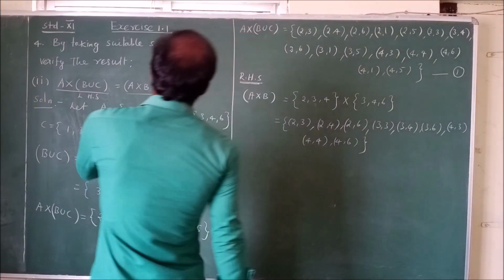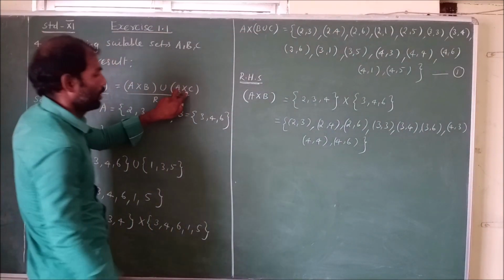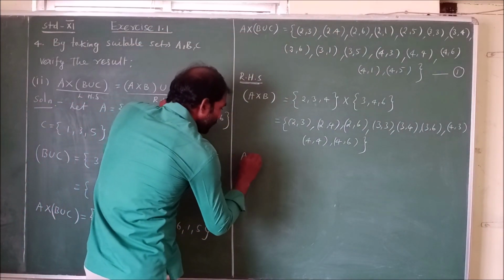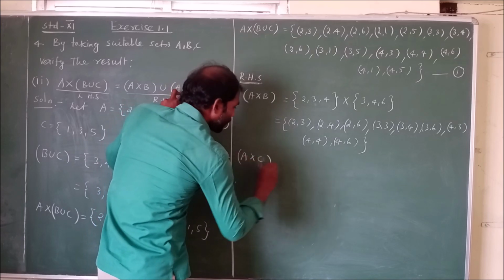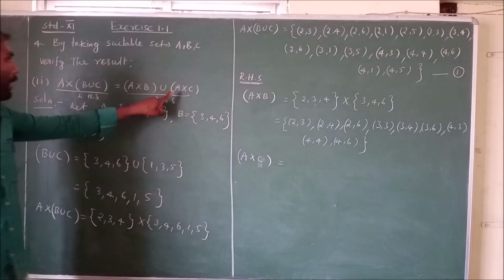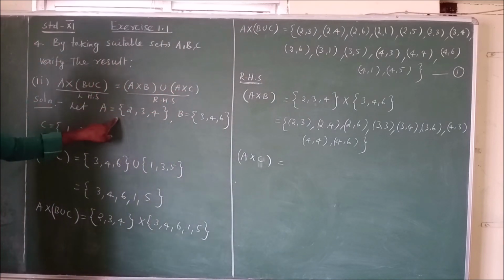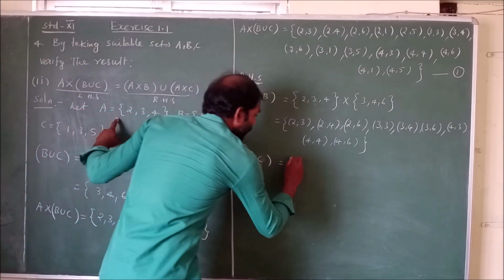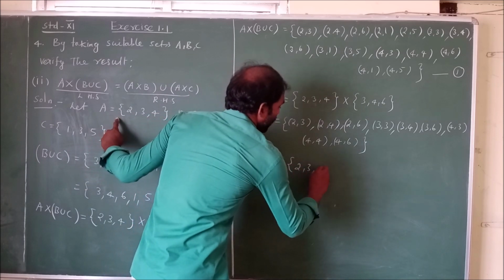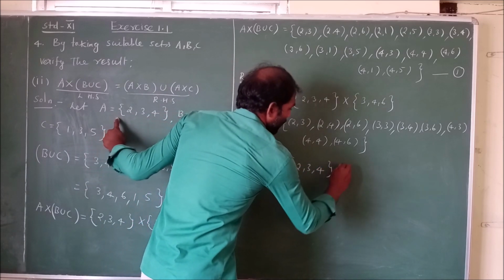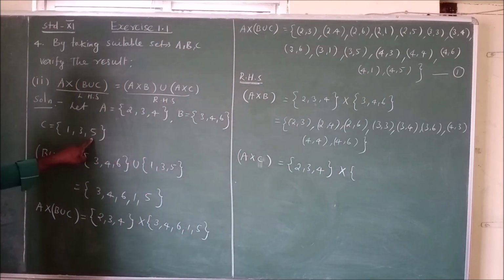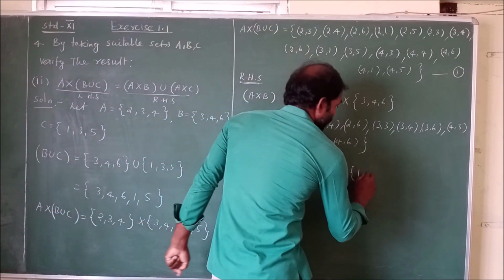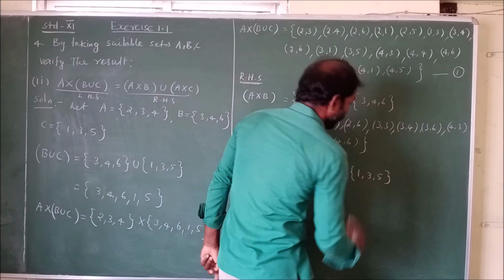Then again we have to find out A cross C. The Cartesian product of sets A cross C means the set of entries in A, which is 2, 3, 4, cross C. The entries of C are 1, 3, 5.